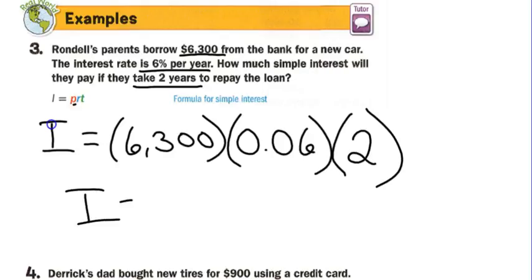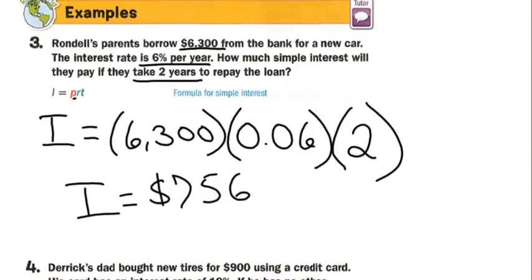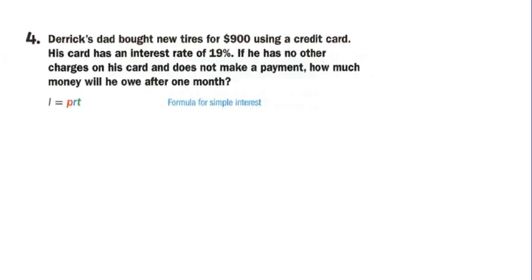So how much interest does Rondell's parents pay? They pay $756. So basically it costs them $756 to borrow that much money and take 2 years to pay it off. That's what it's telling us. All right, number 4. Derek's dad bought new tires for $900 using a credit card. His card has an interest rate of 19%.